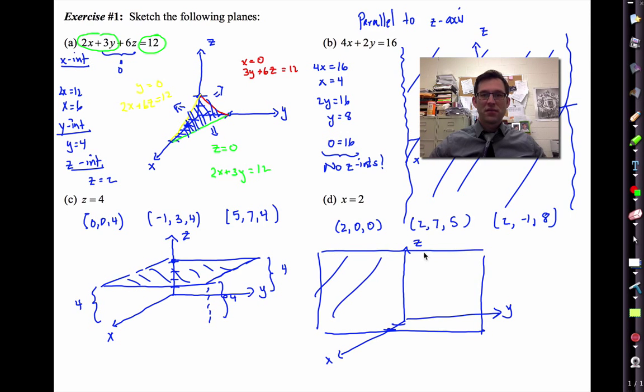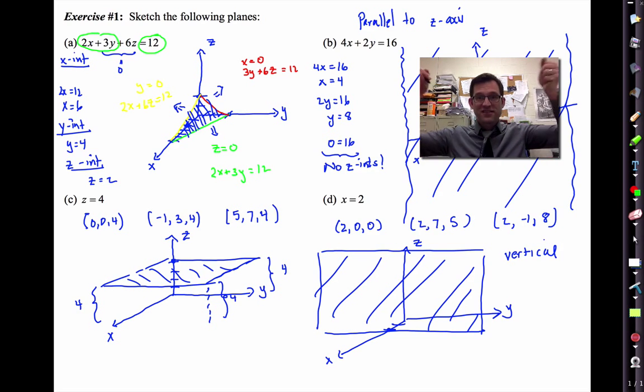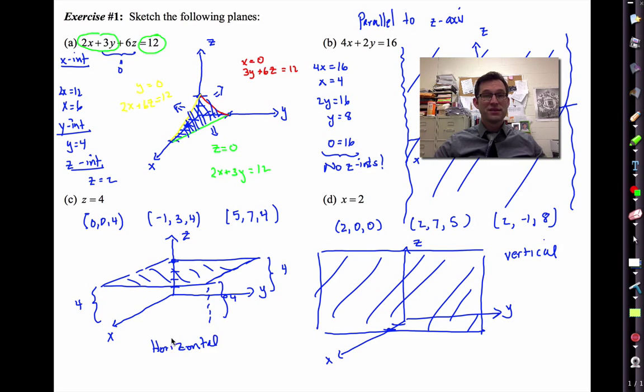I've got this plane that is always 2 units away from the YZ plane, right? So this is a vertical plane, but then again, this was a vertical plane as well, right? A plane that kind of was standing up like a board. This is a horizontal plane. The only types of horizontal planes are ones where z is equal to a constant. Vertical planes can take all sorts of different forms, ones that are parallel to the YZ, parallel to the XZ, or kind of slanted like the one in letter B.